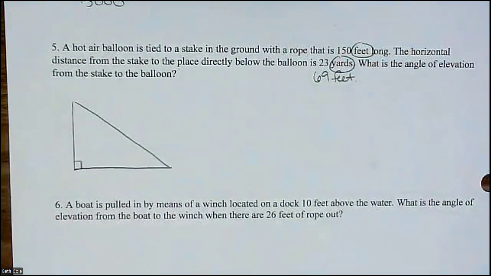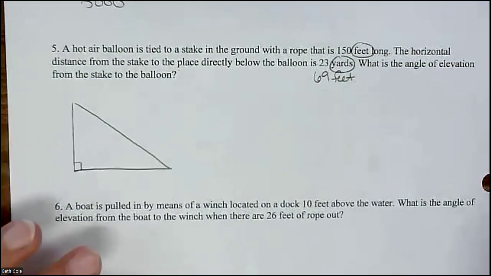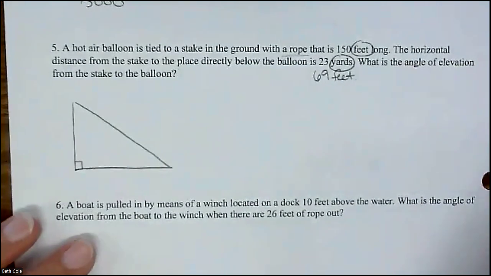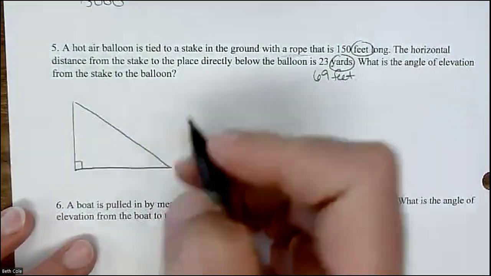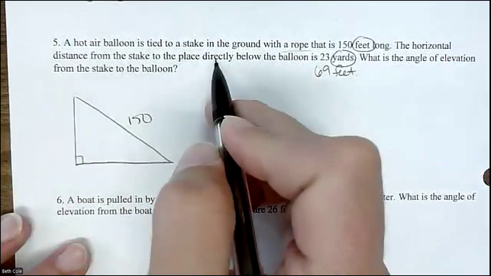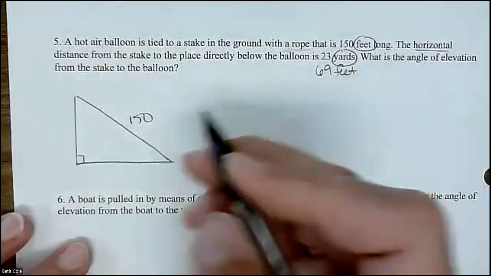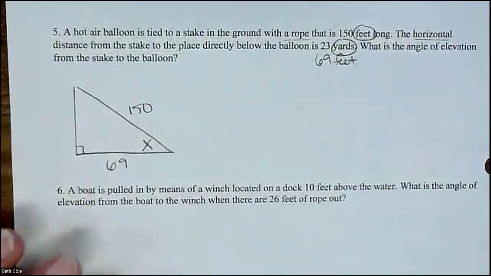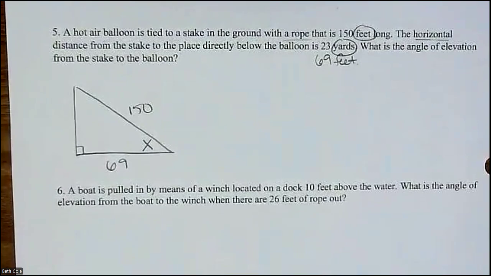Now we're going to go ahead and label. So where does the 150 go? That's the rope. So that would be which part? Hypotenuse, good. I was waiting for someone to give me some vocabulary there. And then we were told this was the horizontal part, so they kind of spell that out for you. What is the angle of elevation? So X goes right there.